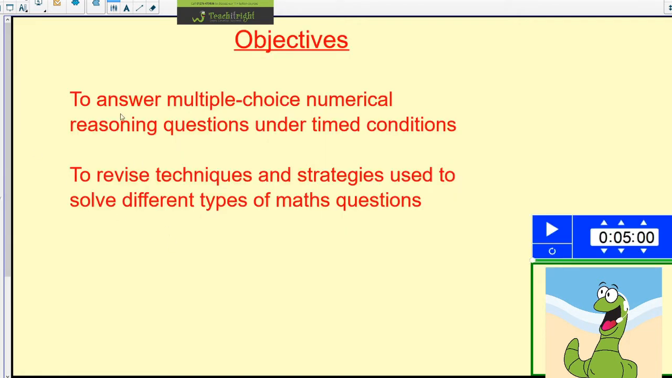So again, our objective is to answer multiple choice numerical reasoning questions under timed conditions. Again, that timing is really key, guys. So please make sure you are timing yourself. You're not starting early. You've got a clock or you're using some sort of device on your phone or on your computer or mum and dad to help out. Make sure we're timing ourselves.